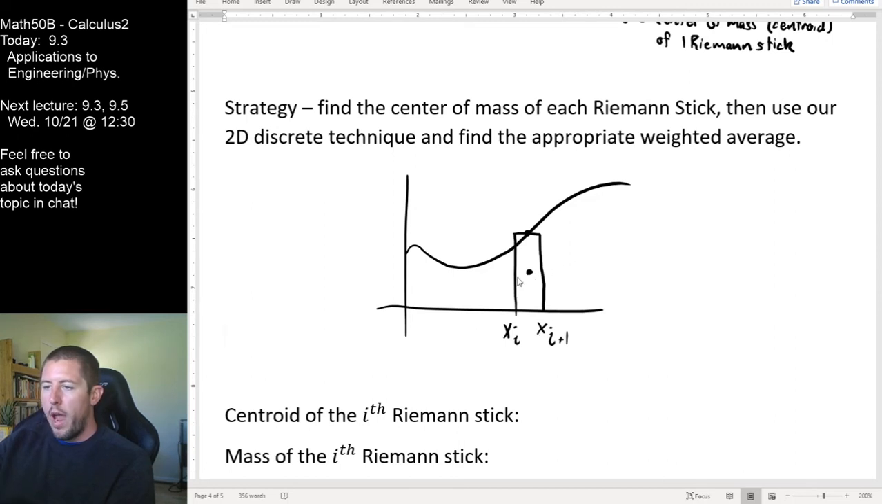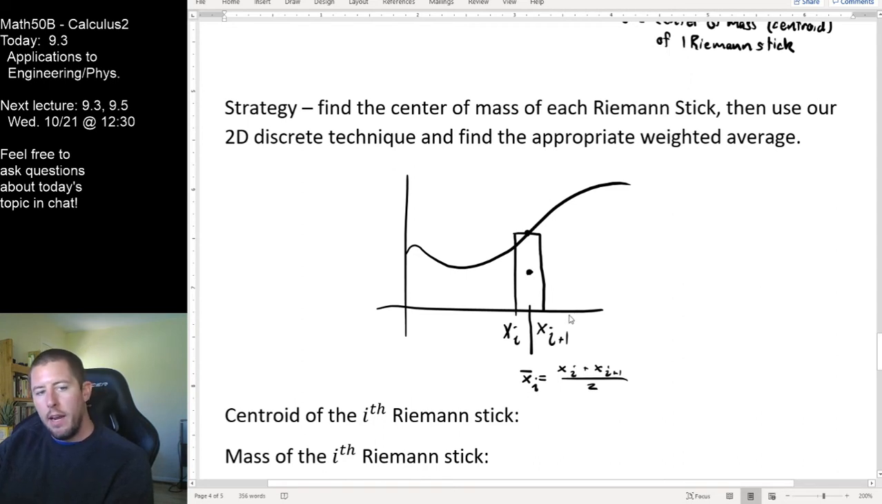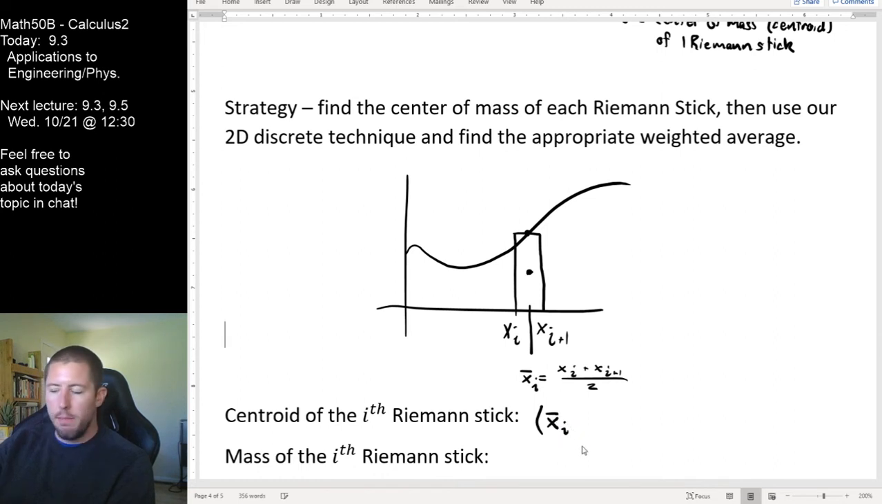So what I want to know is where is this centroid located? What is the centroid of the ith Riemann stick? Well, all I'm really asking is what's its x and y value? So what I can see here is that the x value associated with this is halfway between x sub i and x sub i plus 1. Well, we've already defined that when we talked about our midpoint rule stuff. It should just be the average of the two subsequent terms, right? So x bar sub i is what I'm going to refer to as this x location. It's halfway between x sub i and x sub i plus 1. So the centroid of this thing should be located at x bar sub i. That's the average of x sub i and x sub i plus 1.